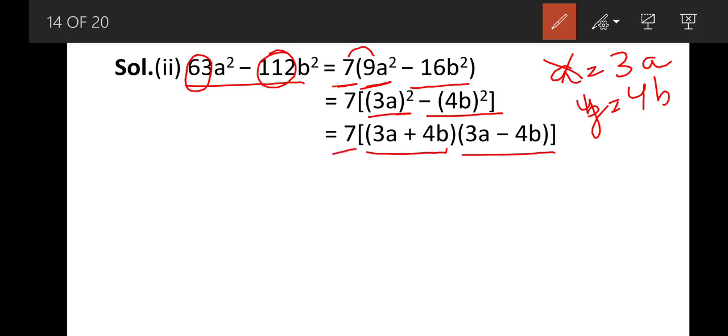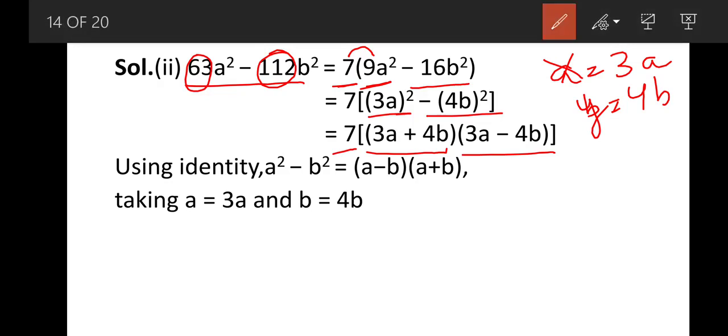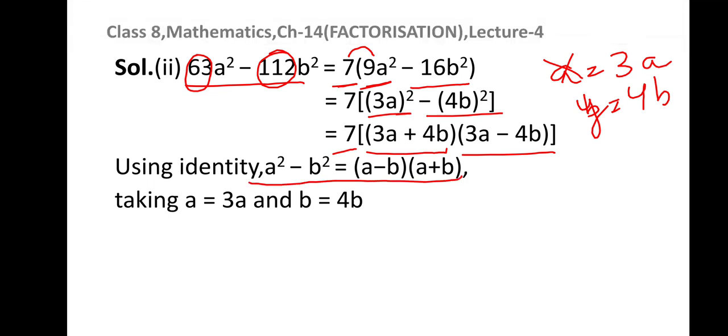7 will remain outside. So using the identity a square minus b square is equal to a plus b into a minus b, taking a as 3a and b as 4b. Or if you are getting confused, as I told you, you can write this identity in terms of x and y also. In place of a and b, you can write x and y also.